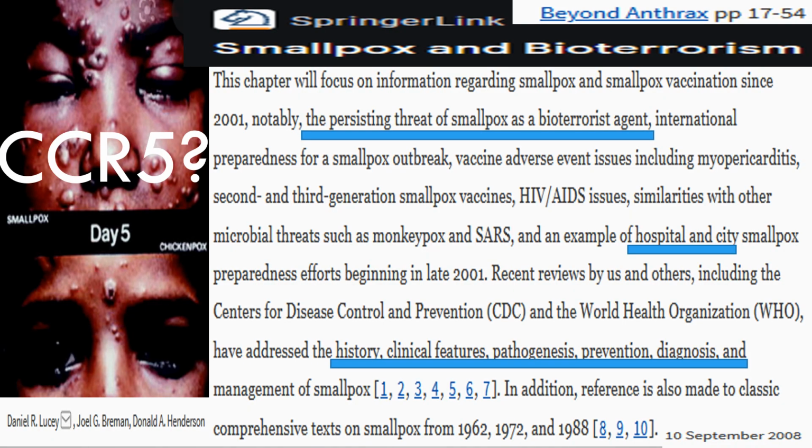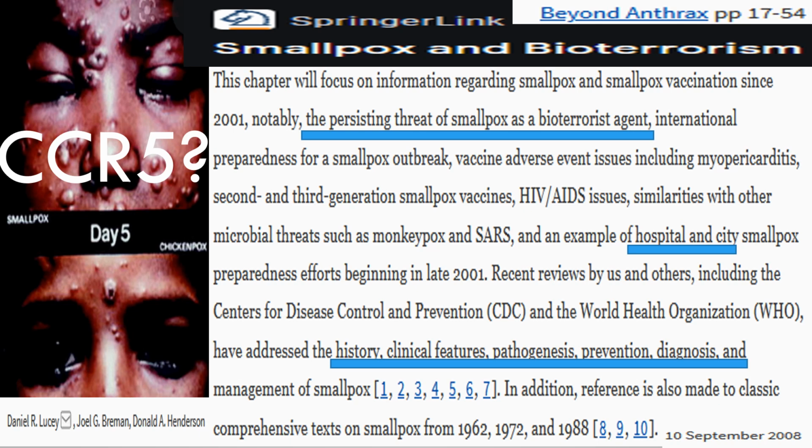While there has been a recent report about monkeypox being brought into the United States, there is still the belief that smallpox is a large bioterror threat, and that this threat is persistent even though it is believed to be eradicated. It's not completely eradicated, of course, because you still have samples of it. And so it's indicated that in 2001, efforts began in order to prepare hospitals and cities in the event that a smallpox bioterror event takes place.